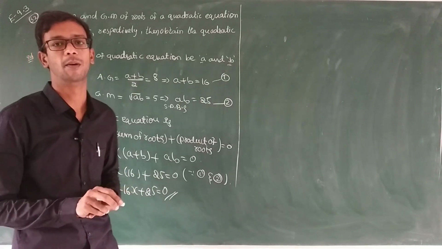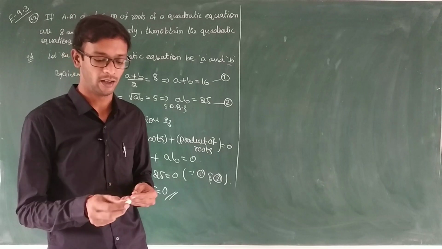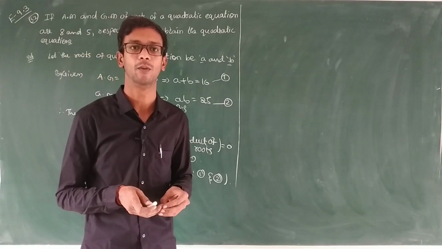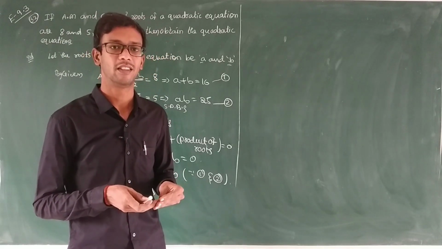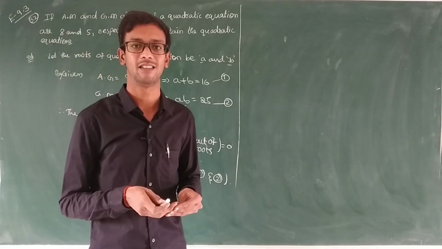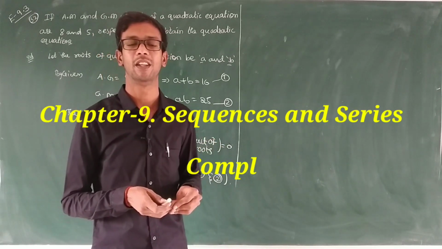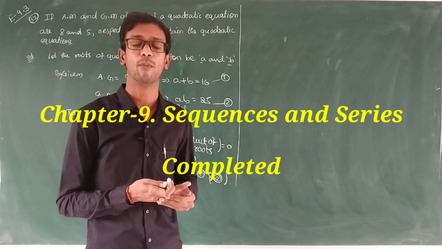So by this problem we completed exercise 9.3, and by this we completed this chapter also. Why? Because exercise 9.4 is there, but in this year's syllabus they removed exercise 9.4. That's why this is the last problem in this chapter, and in the next classes we will continue with one more new chapter.